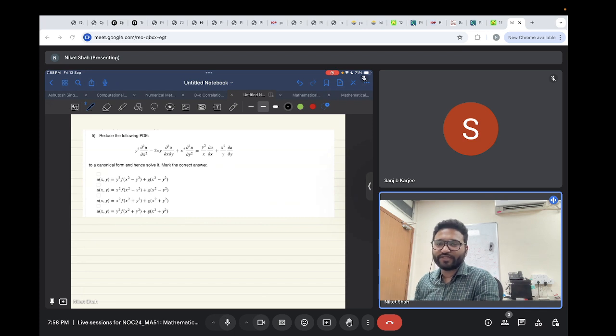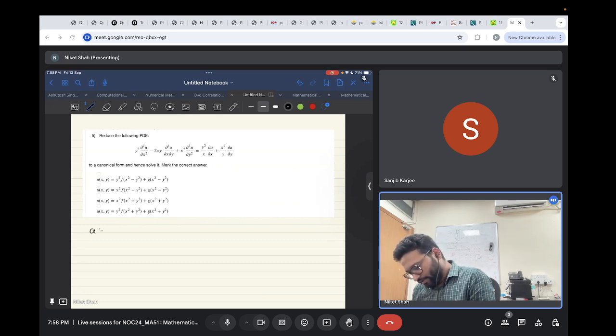Okay, so the fifth question: reduce this PDE to canonical form and solve it. Again, the same thing. You have to reduce this to canonical form. Let's see. A is equal to y square, B is equal to minus 2xy, C is equal to x square, D is equal to minus y square by x, E is equal to minus x square by y.